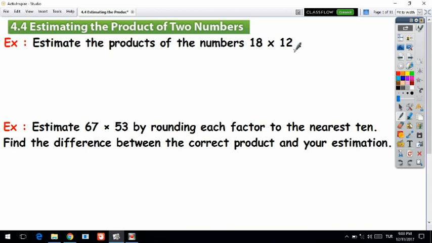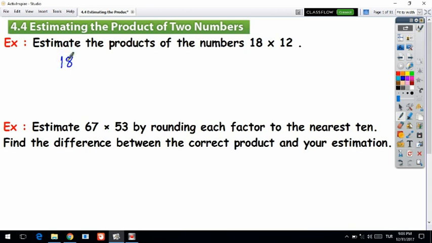So first of all, product says you multiply two numbers. We have two numbers to multiply, but we have estimate in this question. Before you multiply, you have to make your question easier. So how can you make your question easier? By estimating. So first you round each number, 18 and 12, to the nearest 10. Okay, now let's do it.